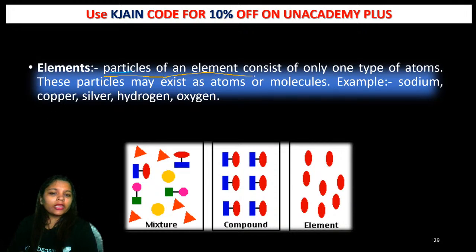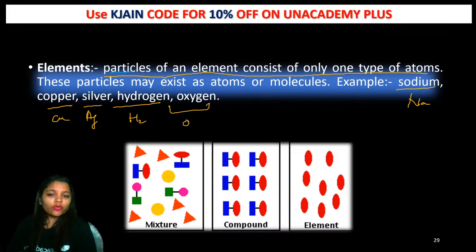The particles of an element consist of only one type of atom, for example sodium, that is Na, copper Cu, silver Ag, hydrogen H2, oxygen O2. O2 also has only one type of element, that is oxygen. We have two atoms of oxygen, but the element is the same, that is oxygen.